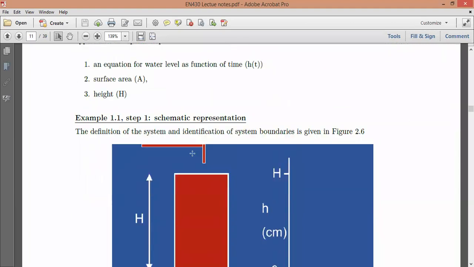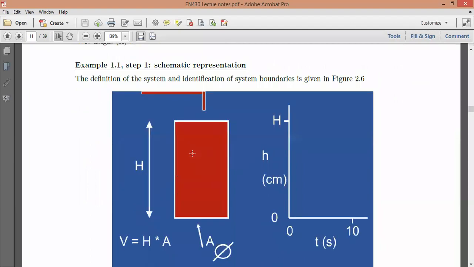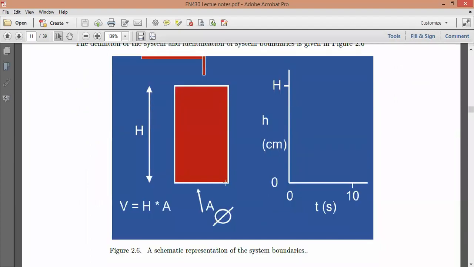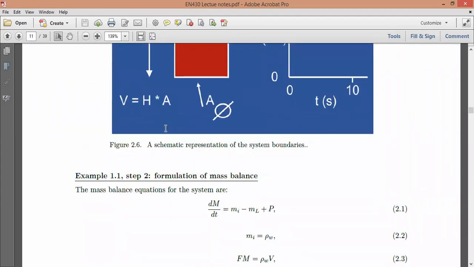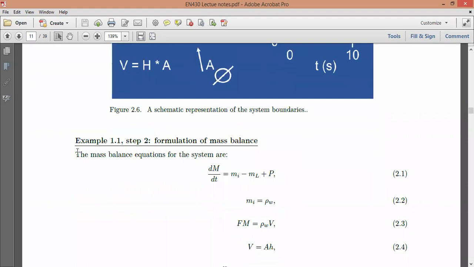Okay. What else? Cross-sectional area. There we have it. So the assumption is that it's a cylindrical beaker. So the volume of a cylinder is equal to H times A. So H times cross-sectional area, or surface area. Okay, so we now try to get the mass balance equations for the system.